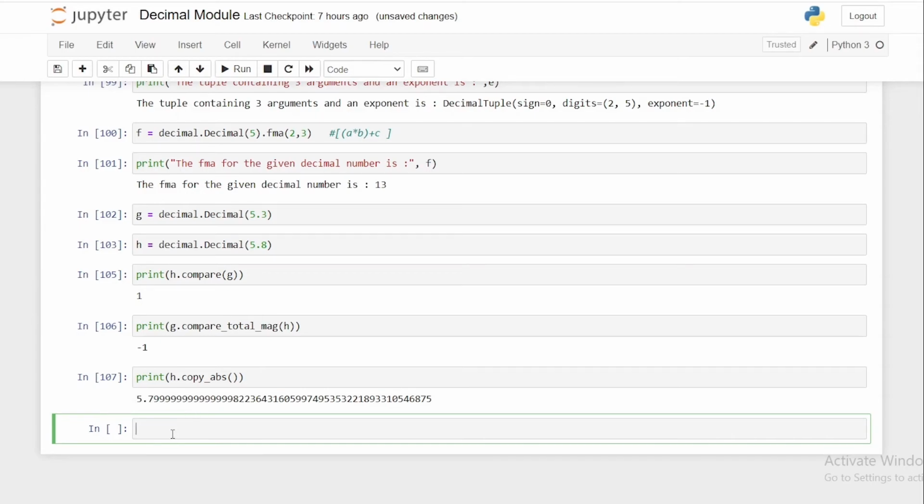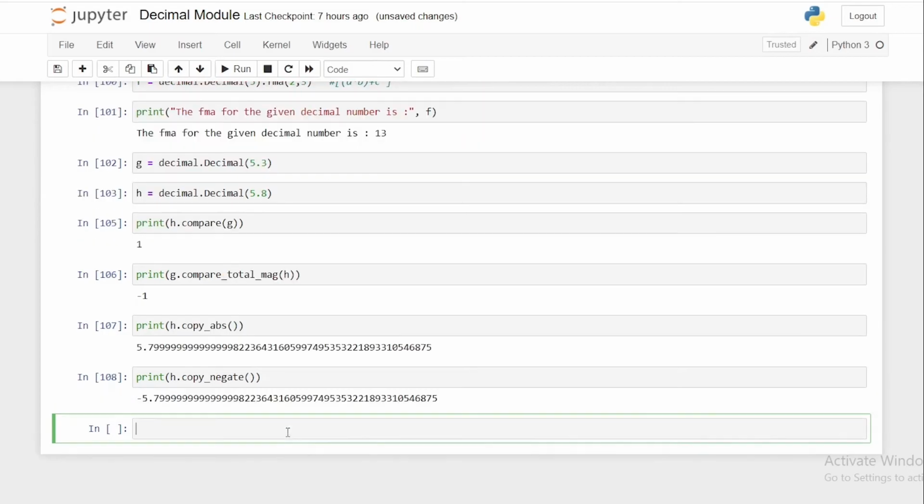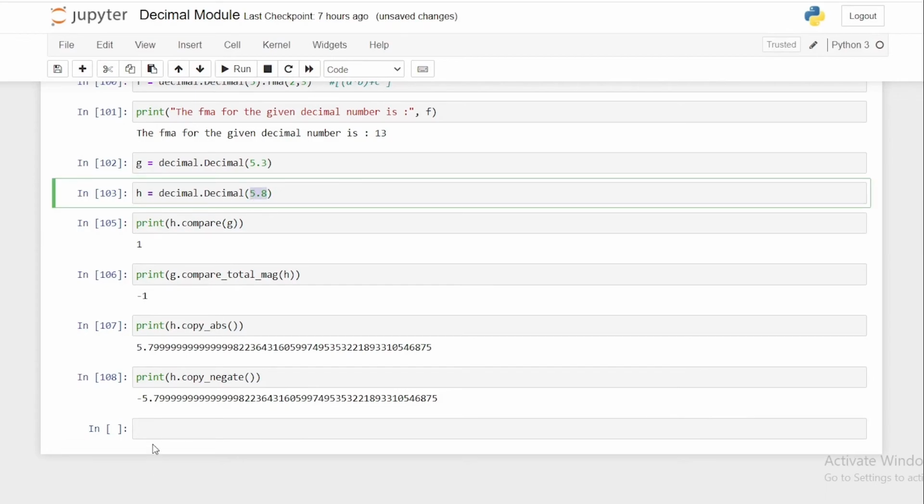The next function we have is negate, copy dot negate. What this does is give the negation of the given decimal argument. So for h, it's going to give the negation of that particular argument. It's nothing but the negative of the given argument. Here the actual decimal is 5.8, and it's going to give you the negation of it, which is minus 5.8.